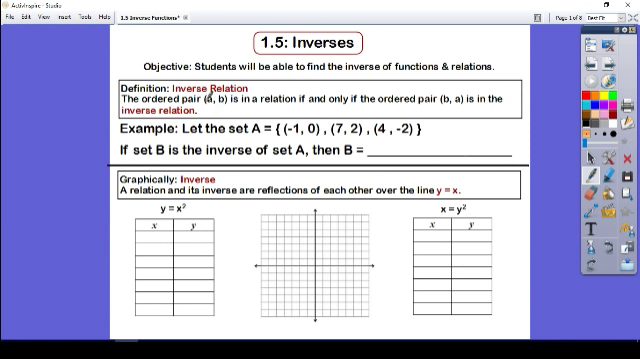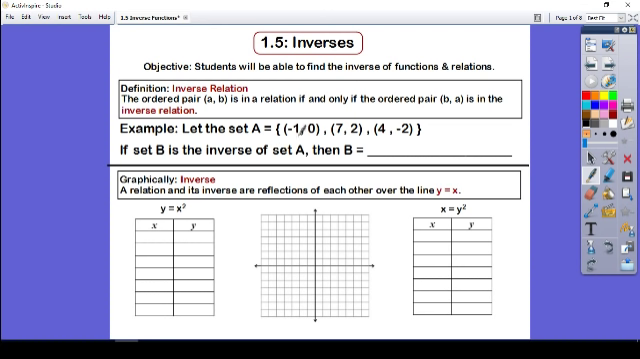So, first we're going to look at an inverse relation. Normally, a relation is a relation between two variables. The relation is going to have an ordered pair. (a, b) is going to be in a relation if and only if the ordered pair (b, a) is in the inverse relation. Okay? So that's the definition of an inverse relation. Let's look at an example, because the definition isn't as clear as the example.